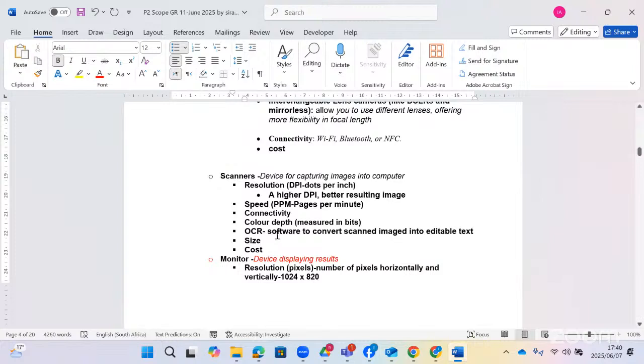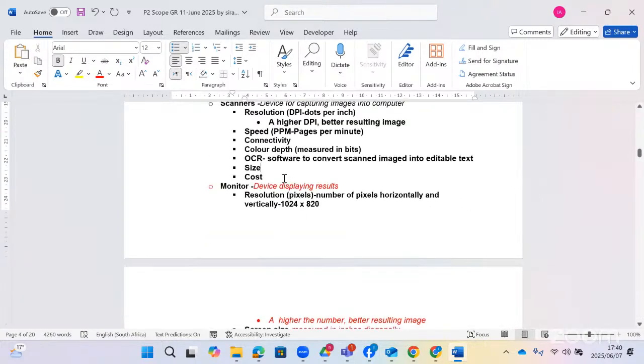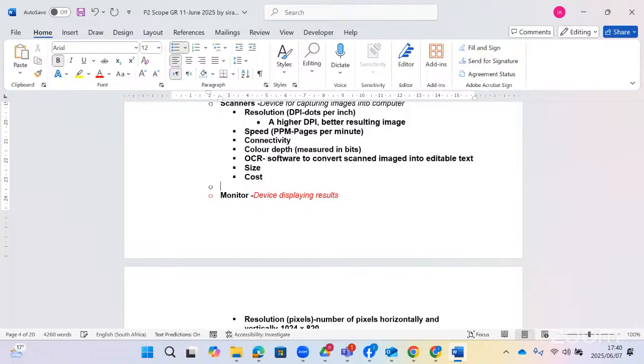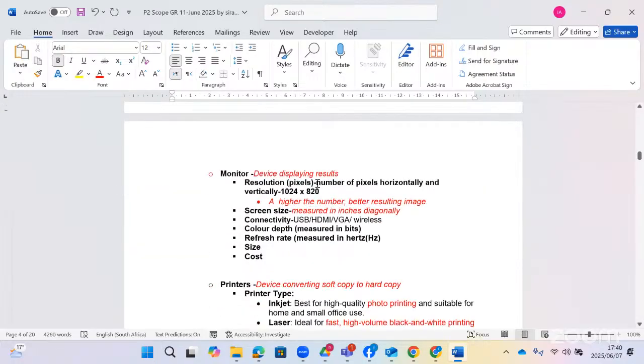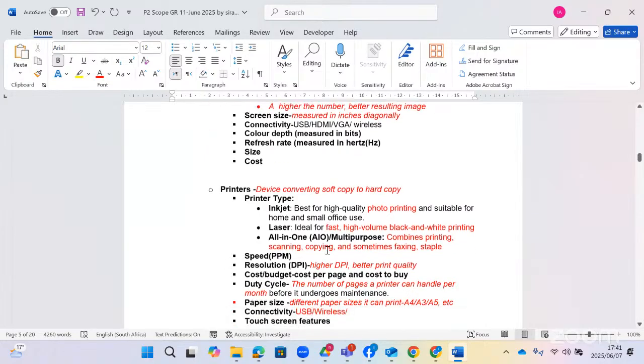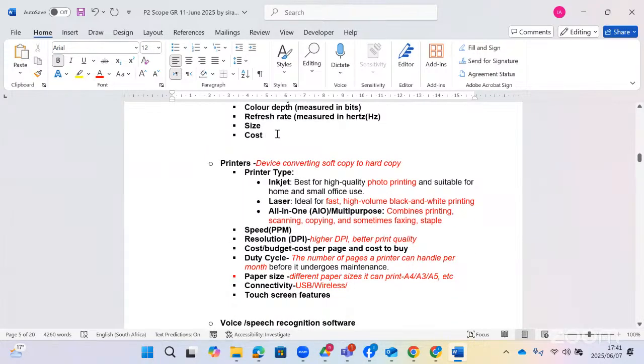Now, the monitor, which is the display device. Factors to consider regarding monitors are also resolution, which is in pixels, the number of pixels horizontally and vertically, mostly in this format, right? Then we also have the screen size, which is measured in inches diagonally, connectivity, whether USB, HDMI, VGA, or wireless, color depth, which is measured in bits, refresh rate, measured in hertz, or millisecond. We have the size and then the cost.